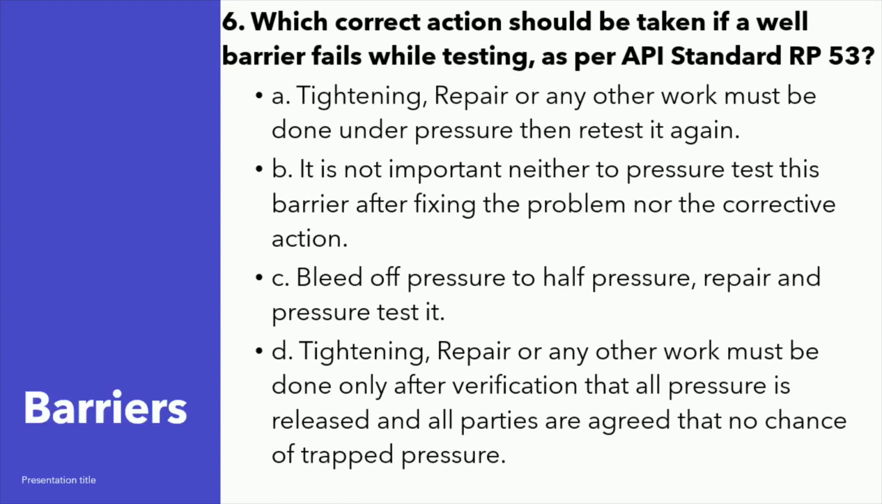6. Which correct action should be taken if a well barrier fails while testing, as per API standard RP 53? A. Tightening, repair or any other work must be done under pressure, then retest it again. B. It is not important to pressure test this barrier after fixing the problem, nor the corrective action. C. Bleed off pressure to half pressure, repair and pressure test it. D. Tightening, repair or any other work must be done only after verification that all pressure is released and all parties agree that there is no chance of trapped pressure. The correct answer is D.